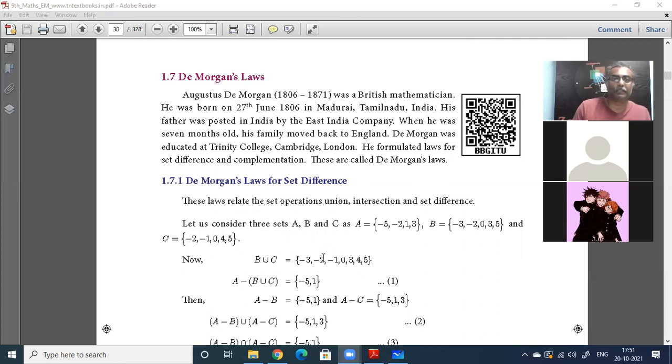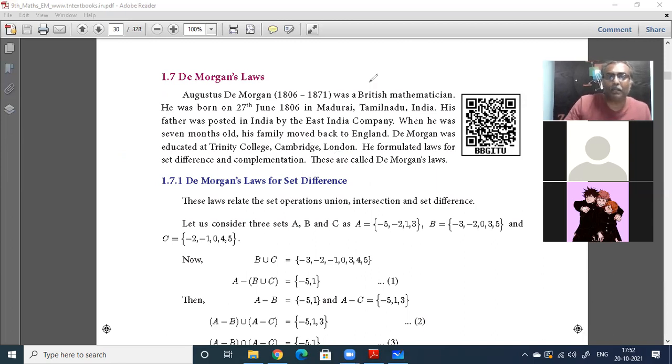So De Morgan was educated at Trinity College, Cambridge. Very high college. Cambridge and Oxford are the 2 greatest universities in England. You know that, right? Oxford is number 1, Cambridge is number 2. Oxford and Cambridge are number 1 and number 2 universities you want to study in, right? Very expensive universities to study in also.